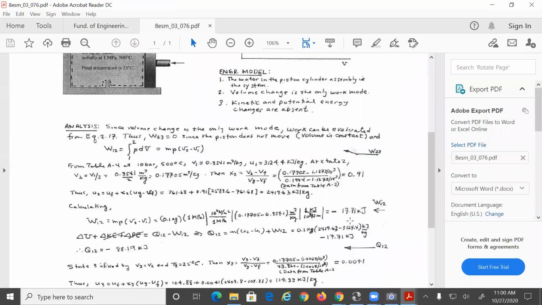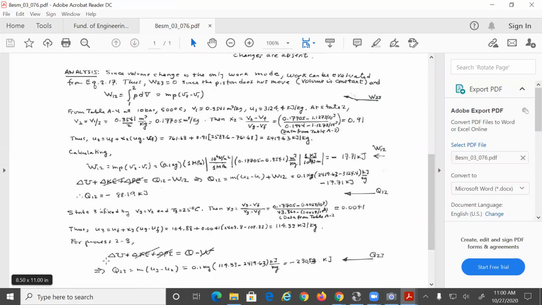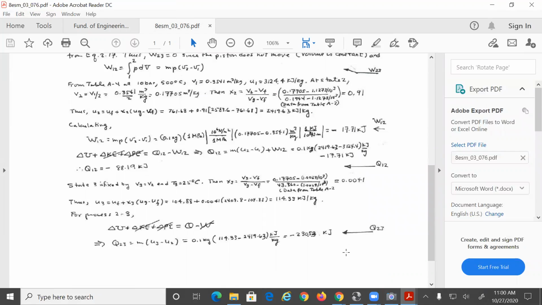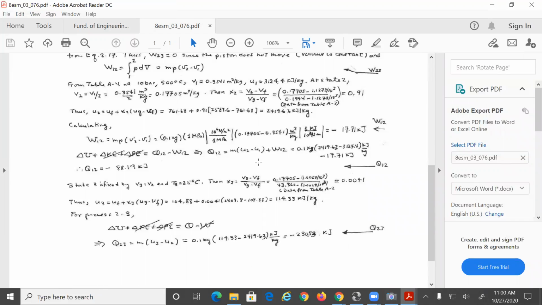Okay, this will be on the video. X3 will be equal to 0.0041. Okay? Once you know that, you can do the same thing to find U3. And then Q23 should be equal to what? M times U3 minus U2. And you find whatever is over here, minus 230.52. Okay? You have the solution on the video, no? So you can look at it if you want.